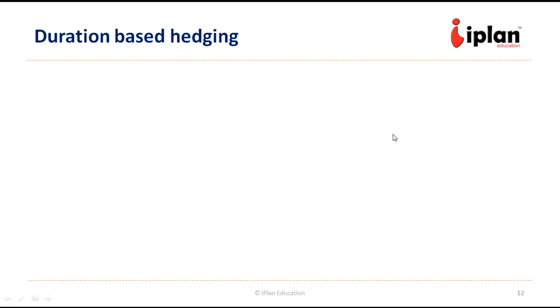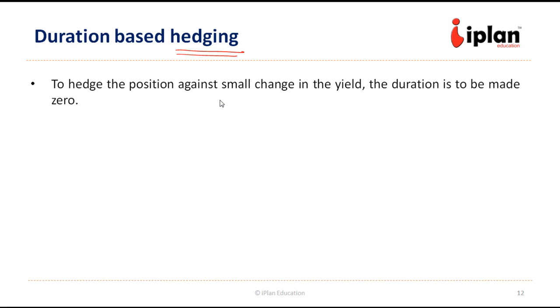Now let us move to the next topic, which is duration based hedging. As we already know, hedging means to protect our portfolio from a sudden change in value, and here we are talking about hedging a position against small changes in the yield curve. As we know, there is an opposite relationship between the price and the yield. For higher yield, the price will fall. If the yield falls, then the price will rise. So there is an inverse relationship, though not linear, between price and yield.